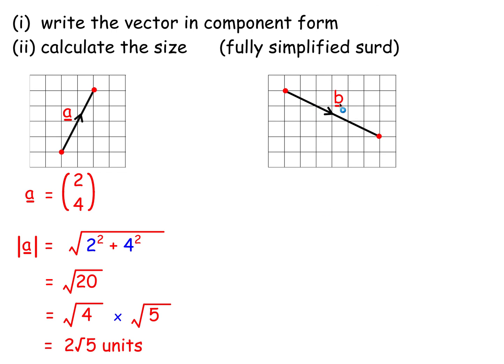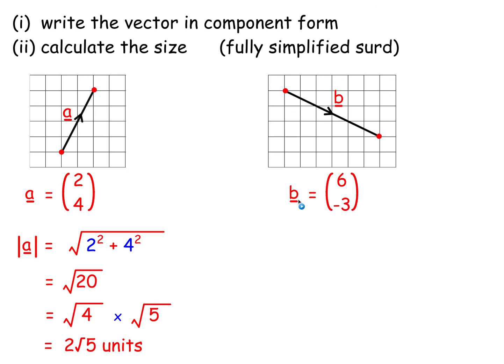Here's another example for B here. To go from one end of the line to the other, you're moving to the right 6 and then down 3. So it's positive 6 for the x, negative 3 for the y. So vector B as a column vector is (6, -3).